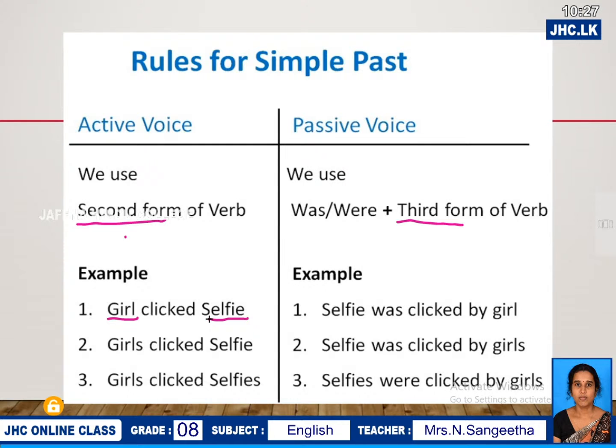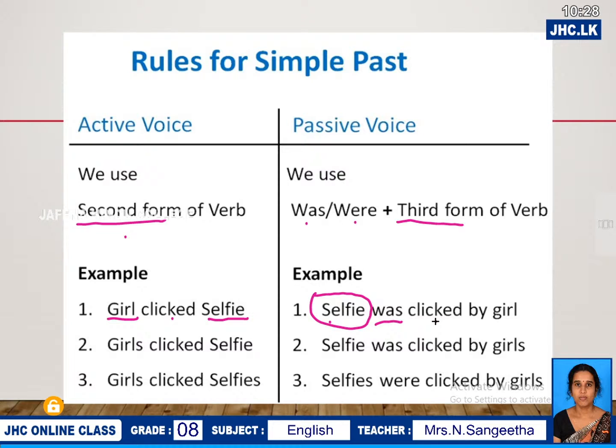Who? Girl. What did she do? Clicked. What did she click? Selfie. So the object is selfie, singular, and simple past tense. So we can use was or were. This is singular, so we have to use was. Selfie was plus past participle clicked by girl.